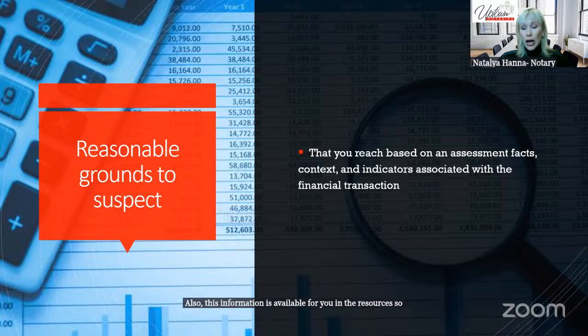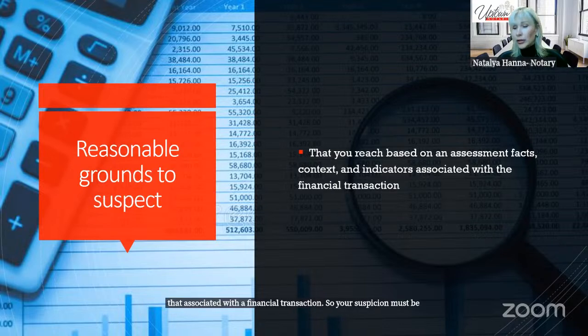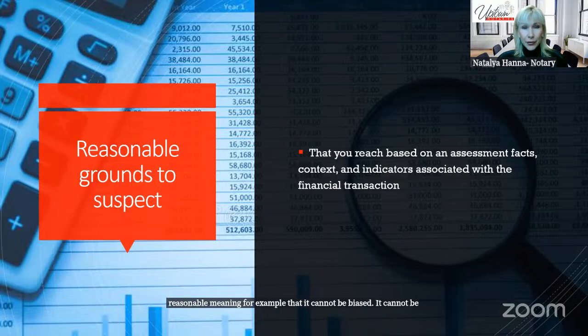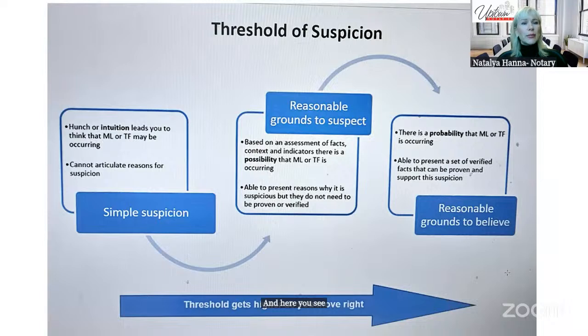You have to have reasonable grounds to suspect. It's a conclusion you reach based on an assessment of facts, contexts, and those indicators that we went through that are associated with a financial transaction. So your suspicion must be reasonable, meaning, for example, that it cannot be biased. It cannot be just subjective. And here you see the threshold of suspicion, right?